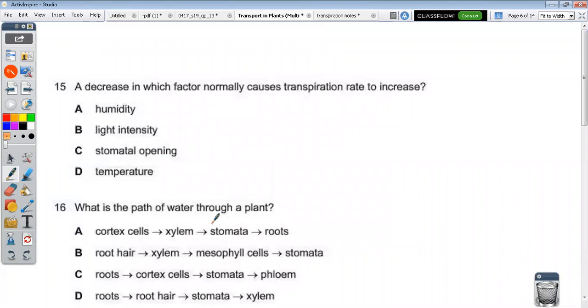A decrease in which factor normally causes an increase? It's only humidity. Yeah?